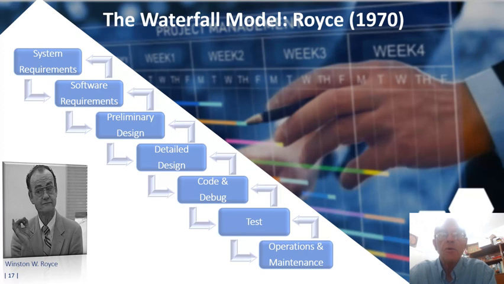The waterfall model uses sequential flow. It follows a strict sequence of phases. Each phase is completed before the next one begins, and there is little overlap between phases. The waterfall model emphasizes comprehensive planning and documentation up front, often requiring extensive documentation at each phase.